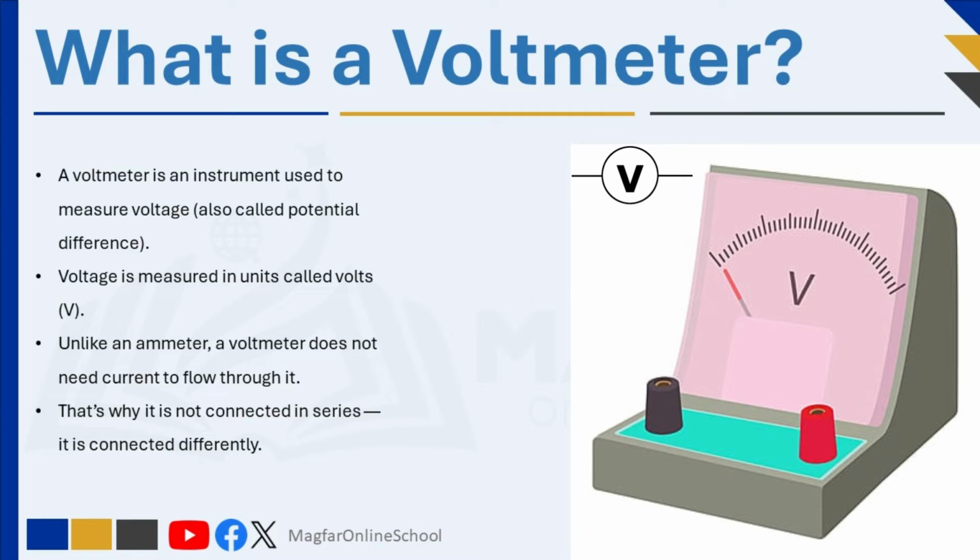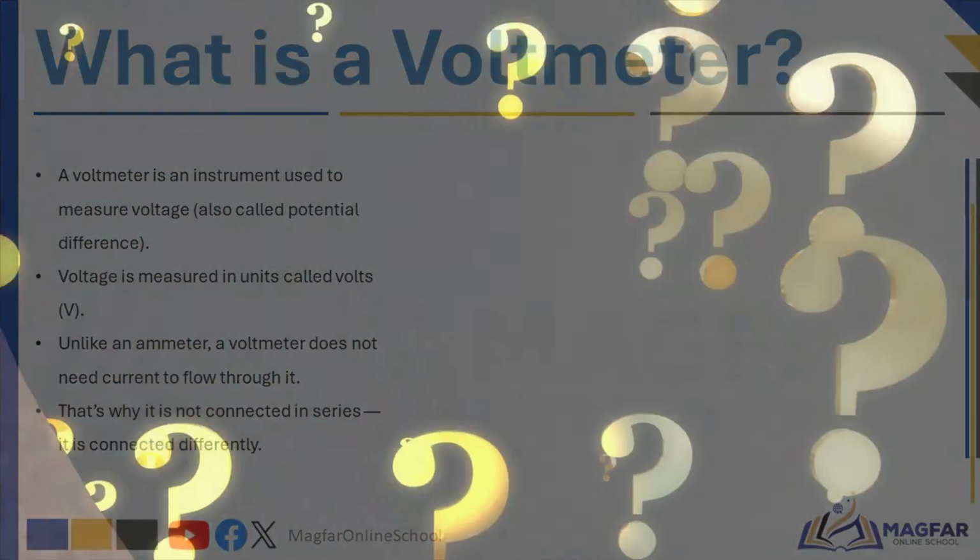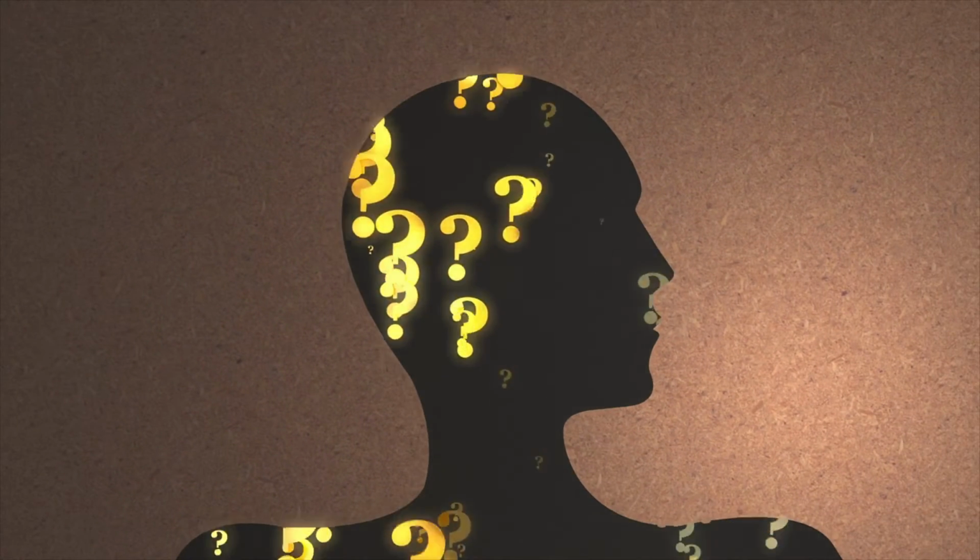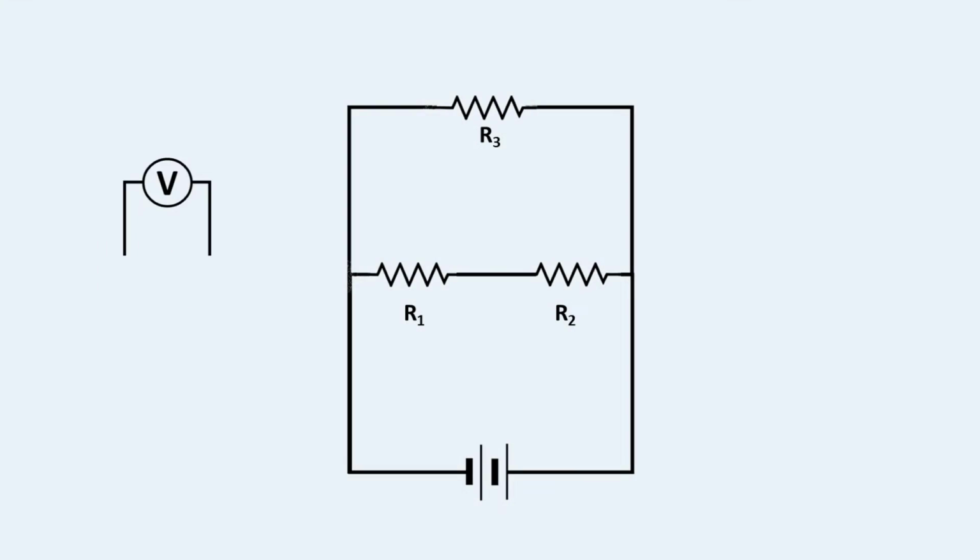So, how do you use a voltmeter? You take the voltmeter and connect its leads to either side of the circuit element you want to measure. For example, if you want to know the voltage across R3, you would connect the voltmeter's leads across it, one on each side. If you want to know the voltage across R1, you do the same thing, hook up the voltmeter in parallel with R1.